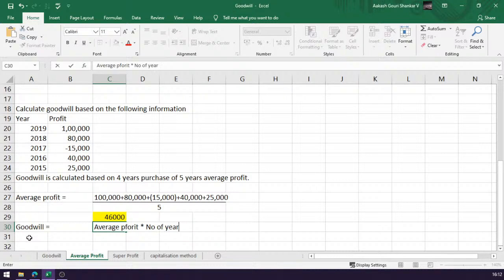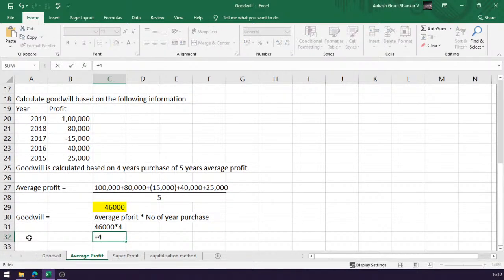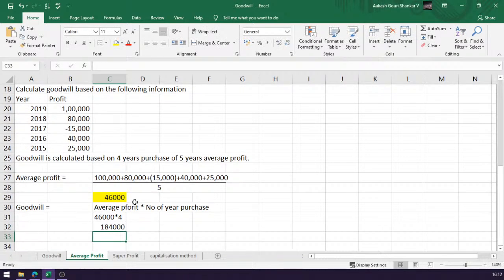number of year purchase. So our average profit is 46,000 and our number of year of purchase is 4 years. So our goodwill will be 46,000 into 4, which is 1,84,000 rupees. The value of the goodwill for the firm is 1,84,000 rupees.